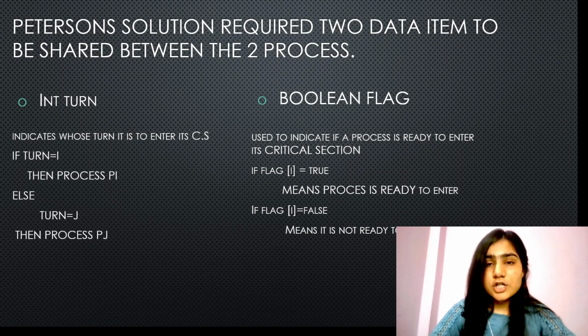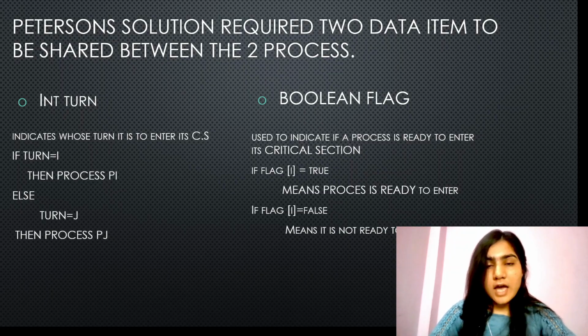Now the Peterson solution requires two data items to be shared between the two processes. First is int turn and the second is boolean flag. So int turn is used to indicate whose turn it is to enter its critical section, and boolean flag indicates whether the process which is going to enter its critical section is ready or not.